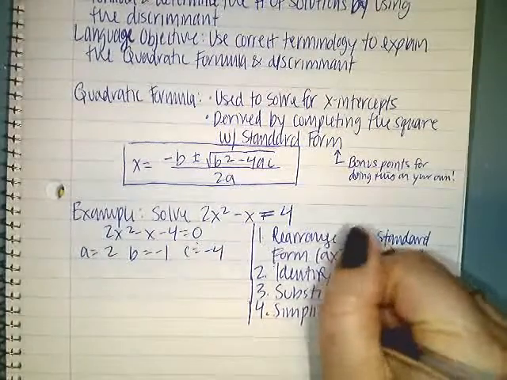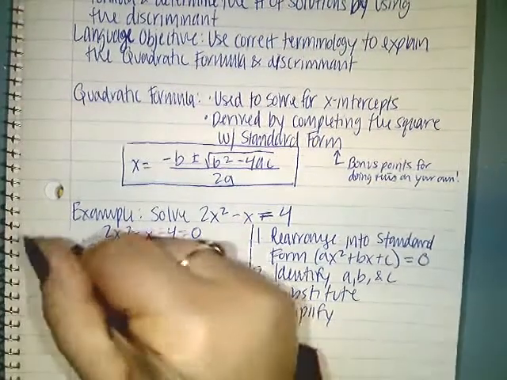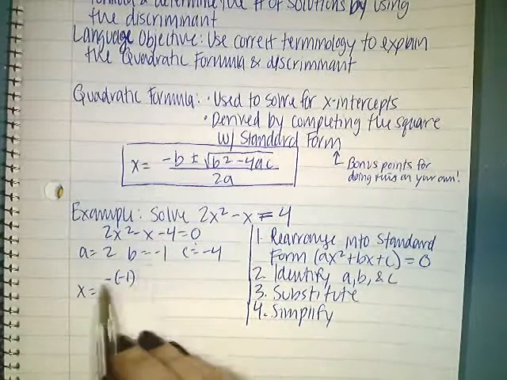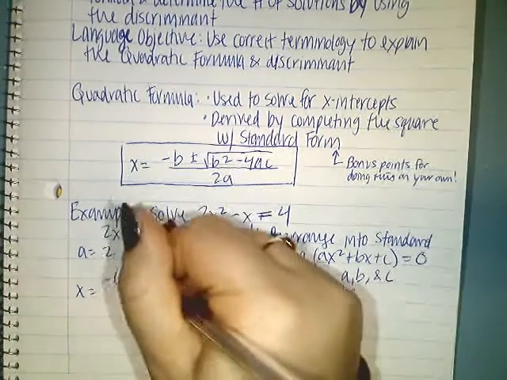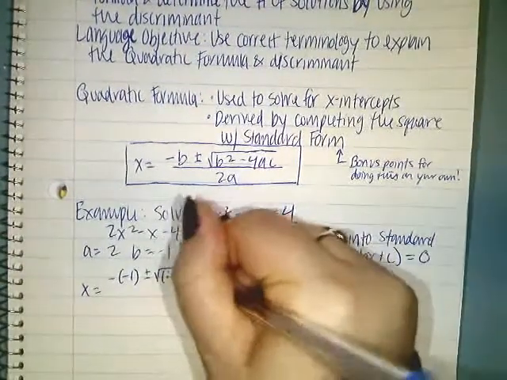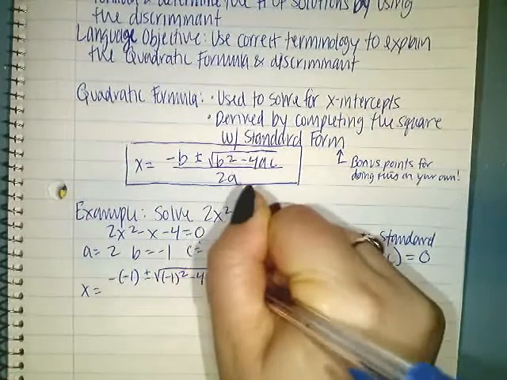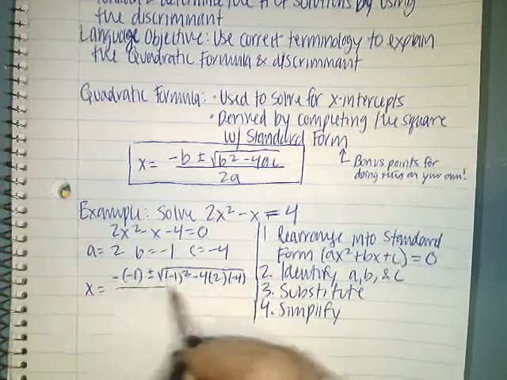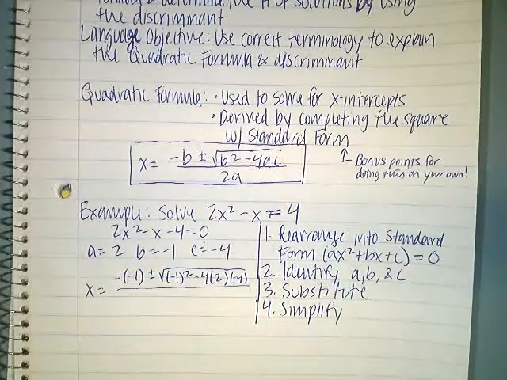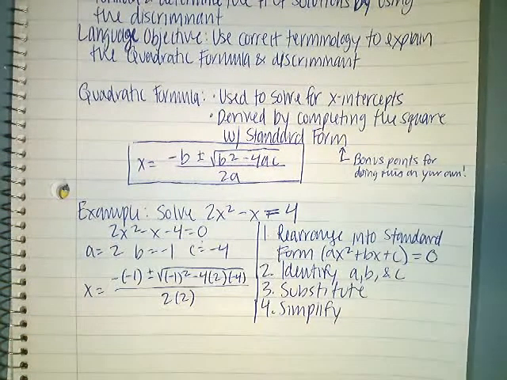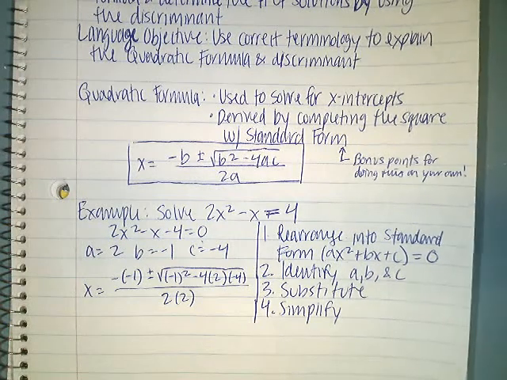So when I do that, I'm going to say x equals -1. So make sure when you plug in, you account for the negative that's in front, plus or minus the square root of -1 squared minus 4 times 2 times -4. Notice that I'm plugging everything in parentheses because it's going to be easier to keep track of negative and positive values if it's in parentheses. And that's all going to be over 2 times a, which is 2. So 2 times 2.